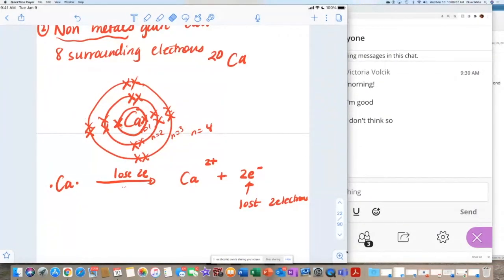Oh, let me get rid of that one. So once the calcium has lost 2 valence electrons, what is calcium now surrounded by? It used to be surrounded by 2 electrons. Now it's surrounded by how many? 8. 1, 2, 3, 4, 5, 6, 7, 8.